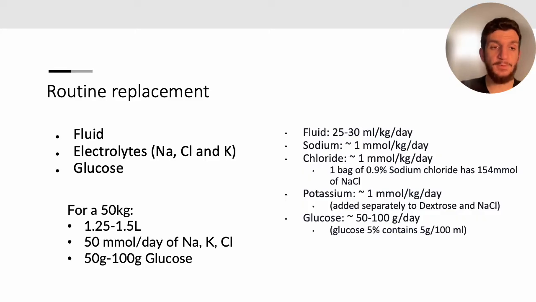So for example, we've got a 50 kg patient, so they sit in the region of needing 1.25 to 1.5 liters per day. That's 50 millimoles of sodium chloride and potassium, and 50 grams to 100 grams of glucose. What you might notice is really one bag of saline, 1 liter, has more than enough of your daily required sodium and chloride, which is something you want to think about, especially when you're prescribing fluids to a patient days on days. If they're having 3 or 4 bags a day, or 2 or 3 bags a day every day, are you overloading them with sodium?